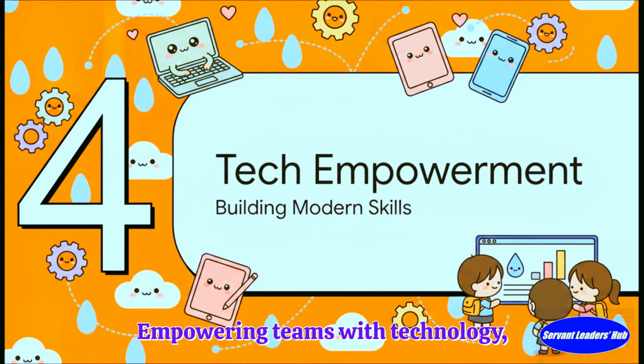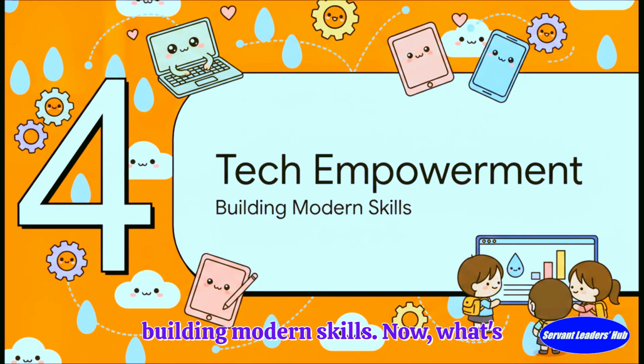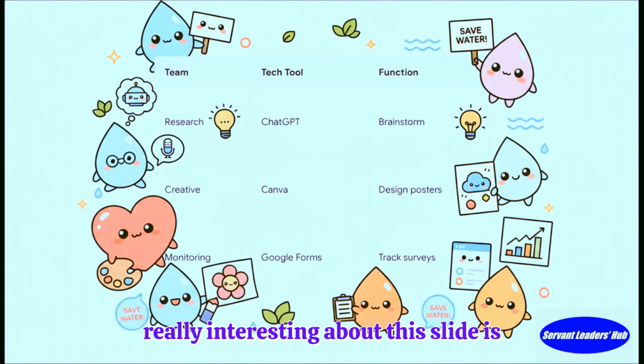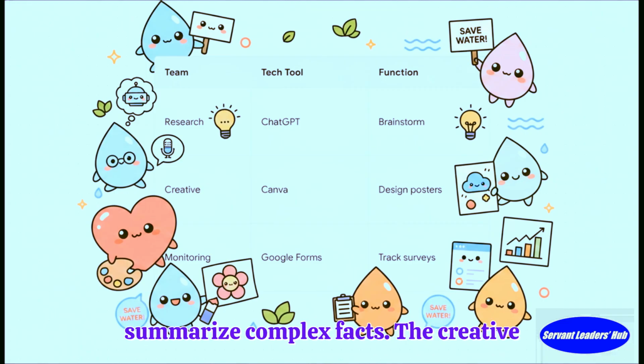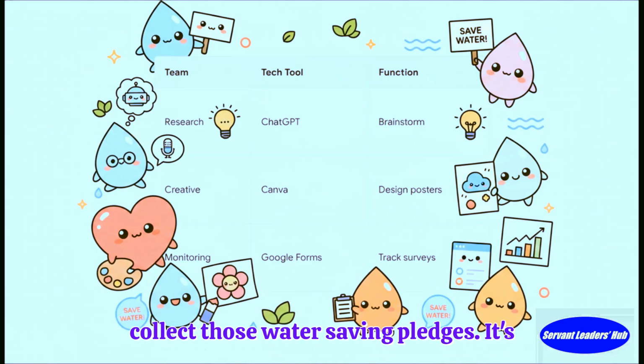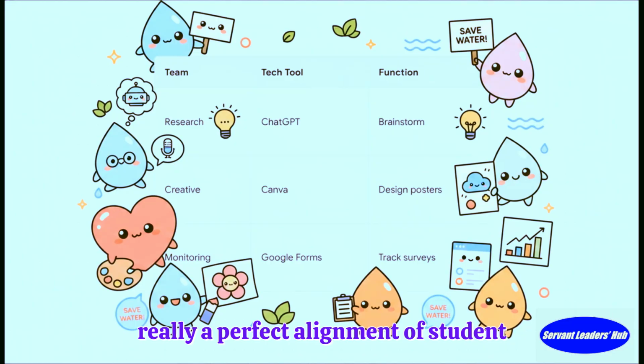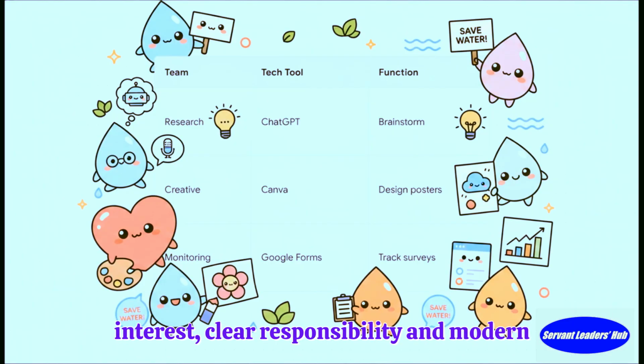Section 4. Empowering teams with technology. Building modern skills. Now, what's really interesting about this slide is how you can set up a highly practical tech and team matchup to execute this efficiently. You just let students organize based on their natural strengths. For instance, the research and speaker teams can utilize AI tools like ChatGPT to brainstorm scripts or summarize complex facts. The creative team, they can dive right into Canva to design professional-level posters and infographics. And the monitoring team can use Google Forms to track surveys and collect those water-saving pledges. It's really a perfect alignment of student interest, clear responsibility, and modern utility.